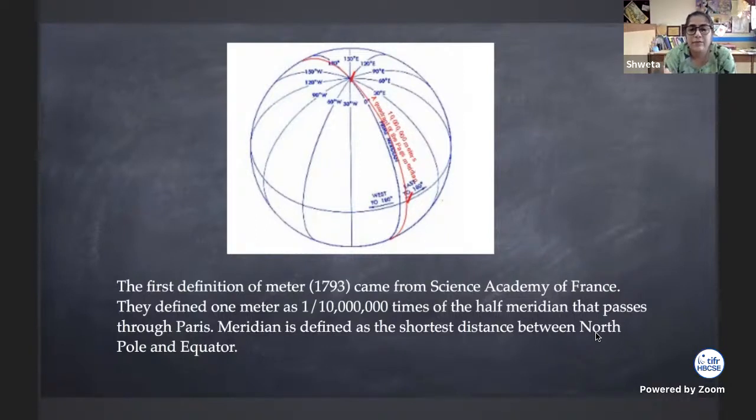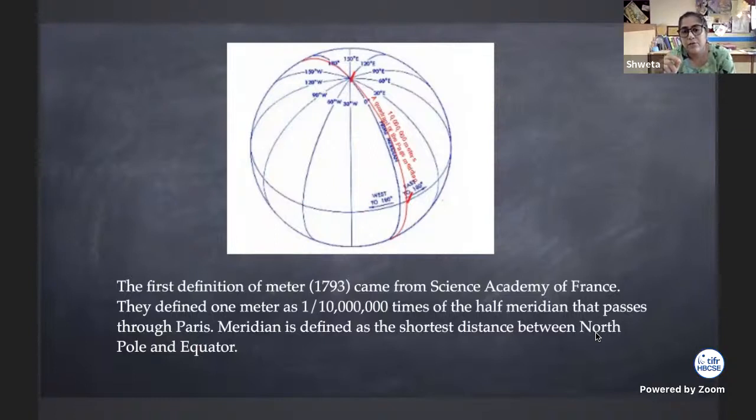What they decided was a definition of meter as 1 upon 1 crore times the half meridian. So let me explain what half meridian is. Many of you might know. This is a picture, a tracing of Earth, and you can see these lines. Of course, these lines do not exist physically. This is something humans thought up for measurement, for angles, and for various other things. So meridian is the shortest distance between the North Pole and the equator.